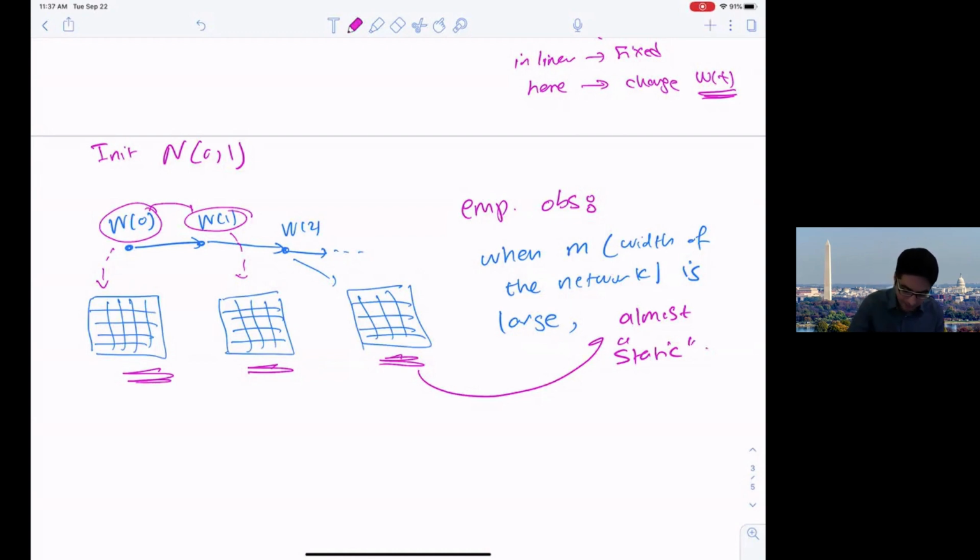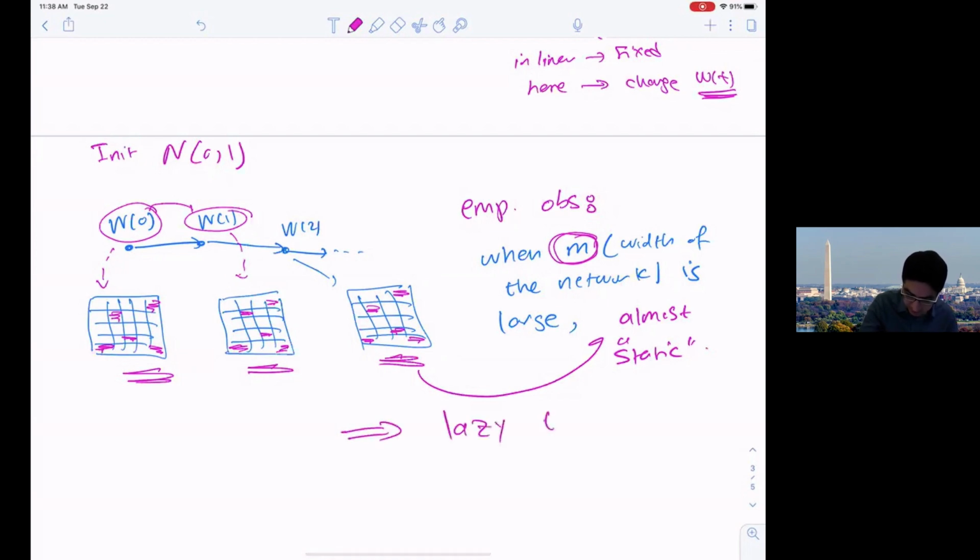You look at the patterns that you observe, let's say these are high values or these are low values, and you observe similar patterns across the trajectory, especially and in particular when M, the width of your network, is really, really big. If M is small, you will see these matrices change quite a bit, and the patterns are different. But when M is really large, these weight matrices do change, but only slightly. Roughly speaking, they have an almost static pattern in them. This is called lazy training. You can see where the laziness comes from.